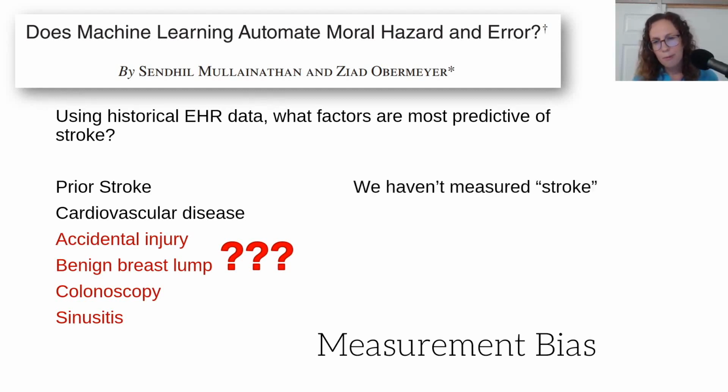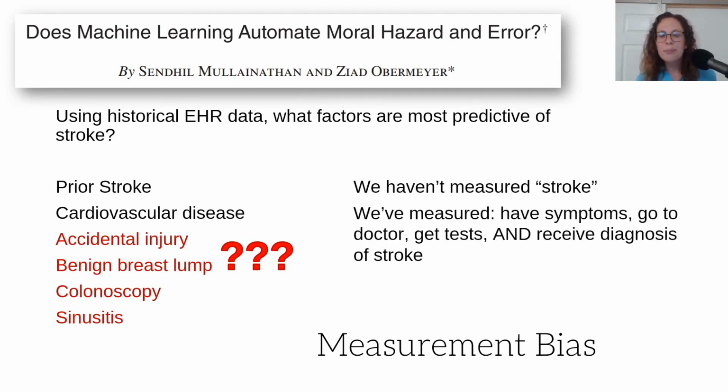And so what the authors write is that we haven't measured stroke, which is a region of the brain being denied new blood and new oxygen. What we've measured is who had symptoms, who went to the doctor, received tests, and then got this diagnosis of stroke. That seems like it might be a reasonable proxy for who had a stroke. But a proxy is never exactly what you wanted, and in many cases, that gap ends up being significant. And so this is just one form that measurement bias can take. But I think it's something to really be on the lookout for, because it can be quite subtle.